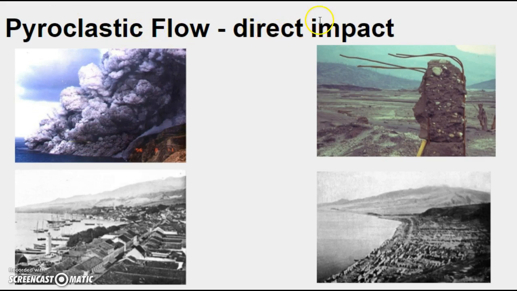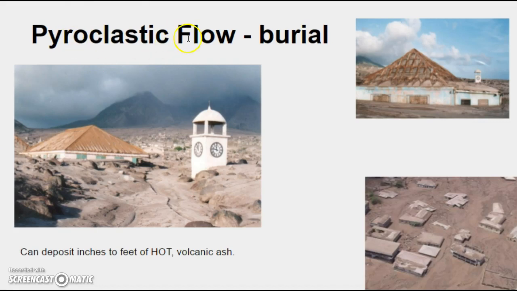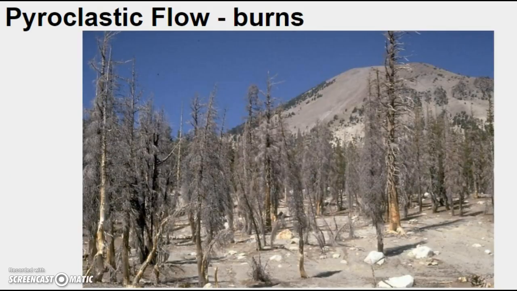So pyroclastic flow, direct impact. This debris that's traveling up is eventually going to cool and solidify, and it will fall down. Here's a town prior to this pyroclastic flow, and here's what it looked like afterwards. This was a particular rock that was left here, a cool emphasis on what can take place with pyroclastic material. Pyroclastic flows can bury cities and deposit inches to feet of hot volcanic ash, and very few people get out of these alive. If you're consumed in it, that seals your fate.